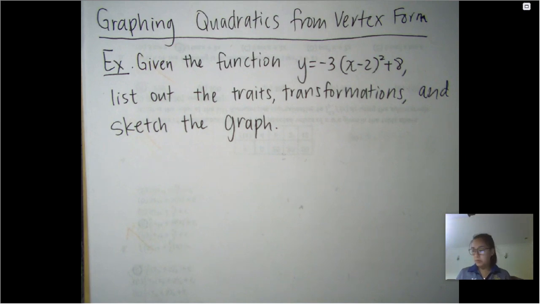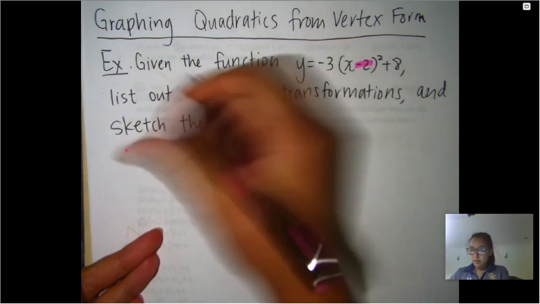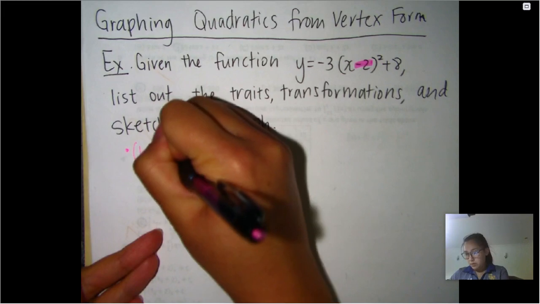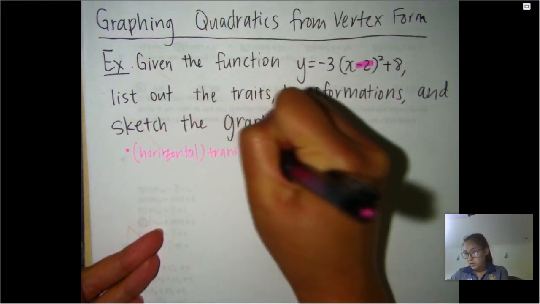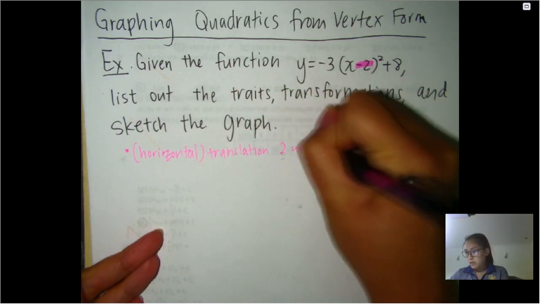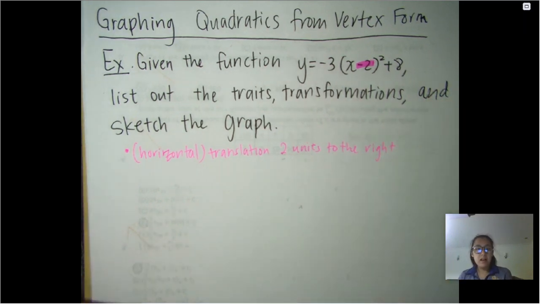Very straightforward. We'll start with the horizontal translation, because that's the first one we're always supposed to do. So that -2. What does x minus 2 do? Well, that would be a horizontal translation 2 units to the right. If you're in my class, obviously you do not have to put horizontal because saying right or left tells you that it's horizontal, but it's not wrong to say that it's a horizontal translation.